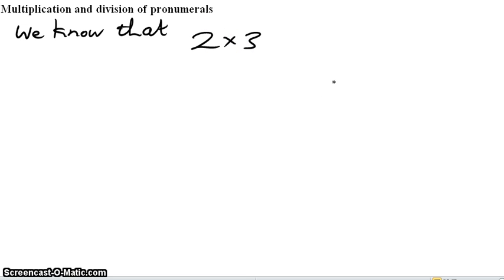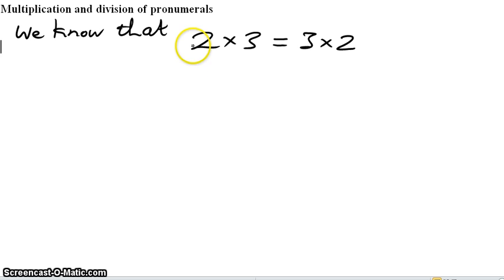Okay, so let's see what we know about numbers and then move it into algebra. We definitely know that when we multiply two numbers, e.g. 2 times 3, that's going to give an answer of 6. But the important thing here is that it's also the same as 3 times 2.